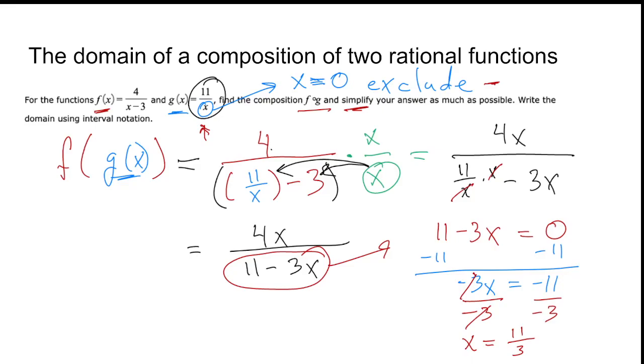Okay, and so what's our domain? We'll draw a number line. Here's 0. We've got to look out for 0, so we're going to exclude 0. That's gone. And 11 thirds, where is that? Well, 12 thirds would be 4, so it's just a little bit less than 4. Again, we need to exclude it. And so x can be anything else, there and there.